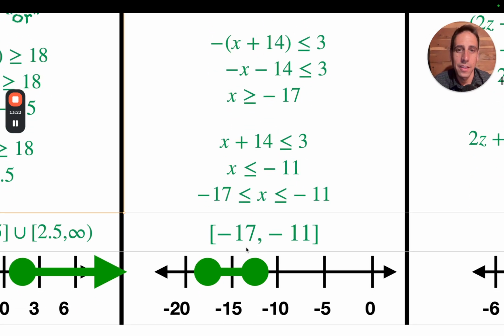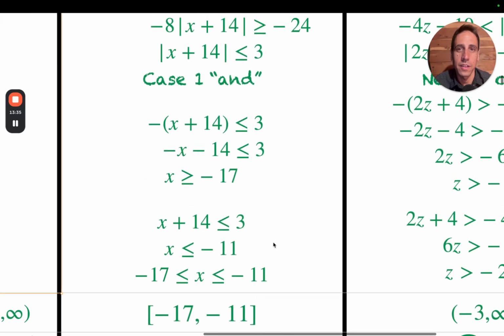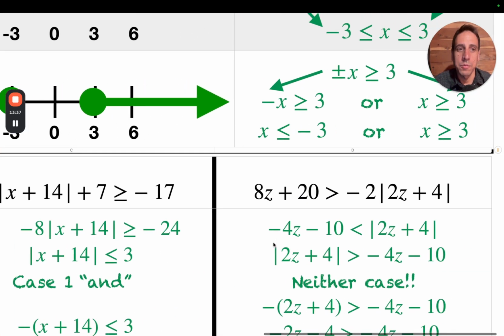Kind of like that. Solid dots on both because this is or equal to. They've got the lines underneath. And then solid brackets here, not parentheses, brackets. All right, let's bump it up a little bit.